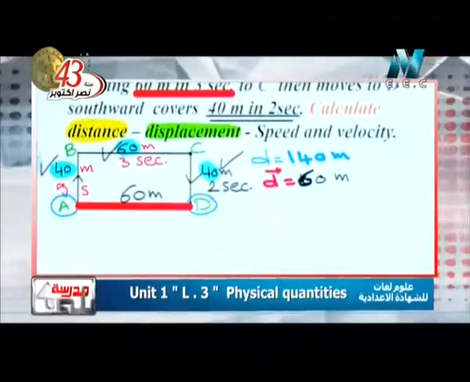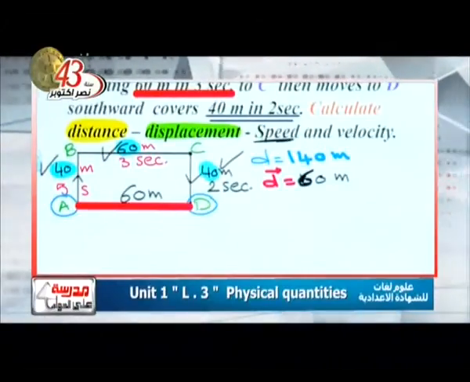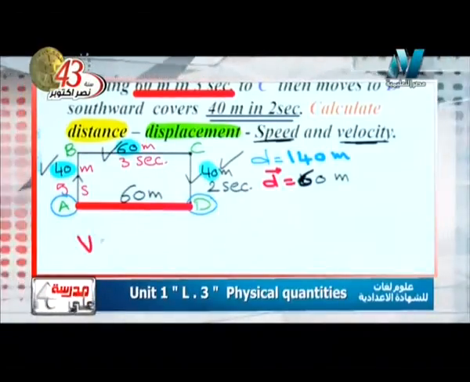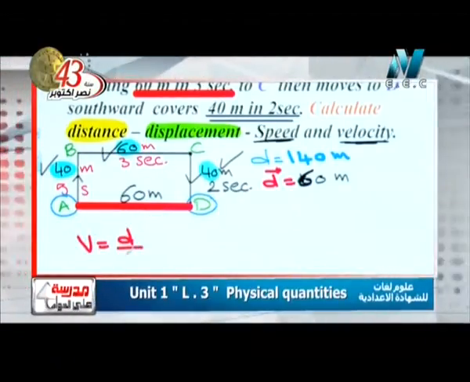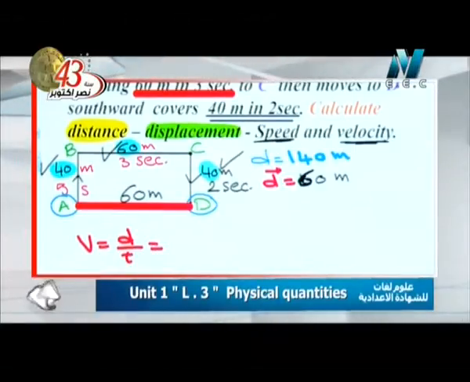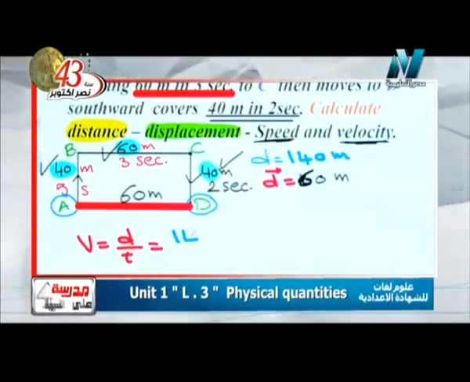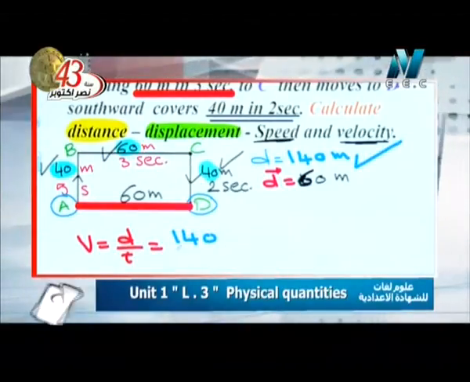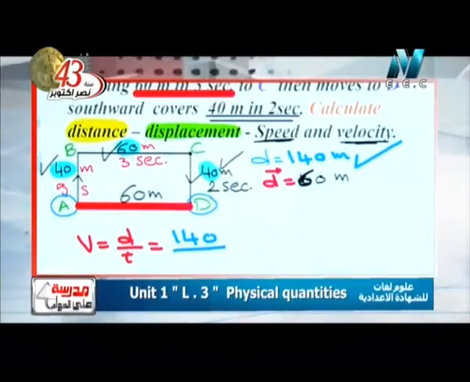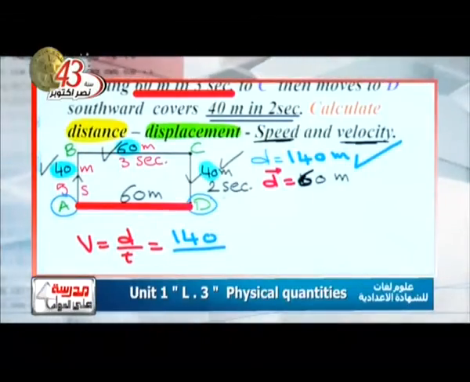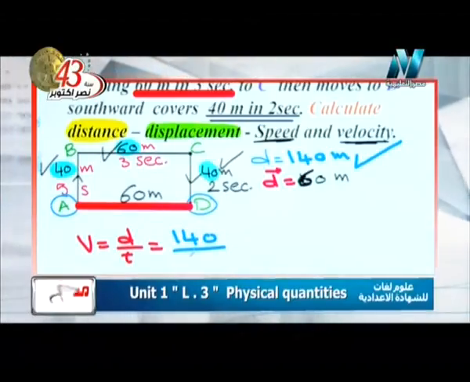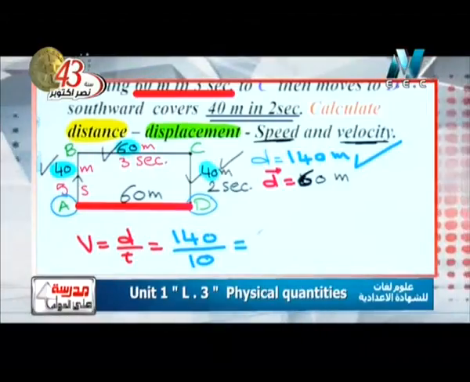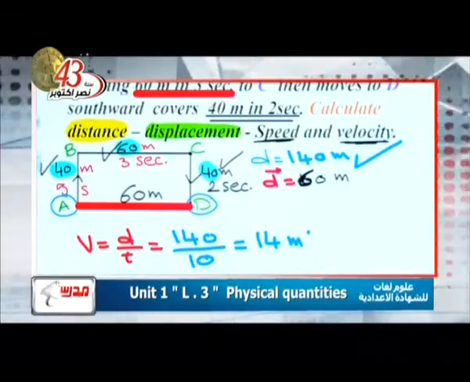Now we need to calculate speed and velocity. Speed, V equals D over T, total distance over total time. Total distance equals 140, as we know from the first part, over total time. Time equals 5 plus 3 plus 2, equals 10 seconds. So speed equals 14 meters per second.